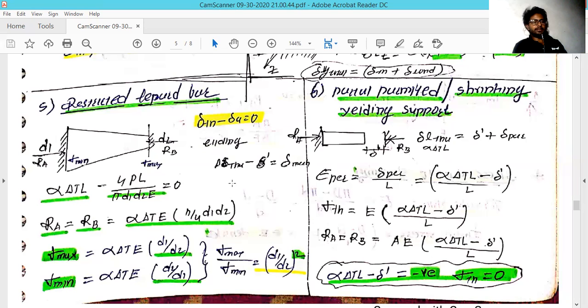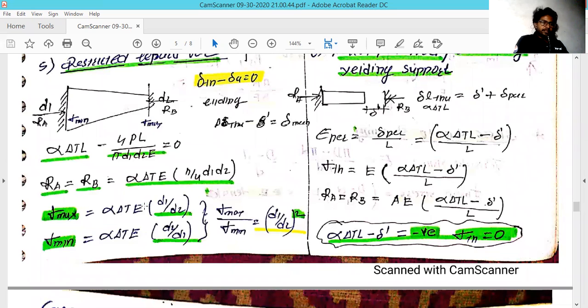And if you put the formula in this condition, it will become alpha delta t l minus PL divided by area into E. And in this condition also, you can find out the total force generated by this thermal expansion. And if you find out this P value, it is nothing but the combination of RA plus RB.